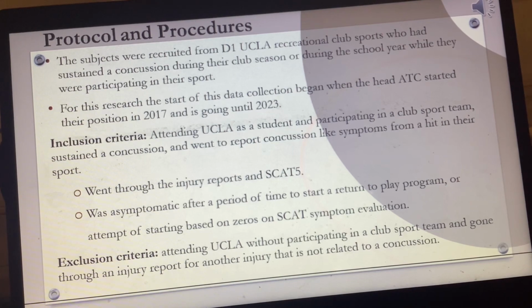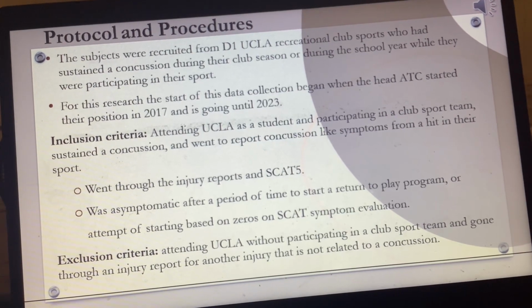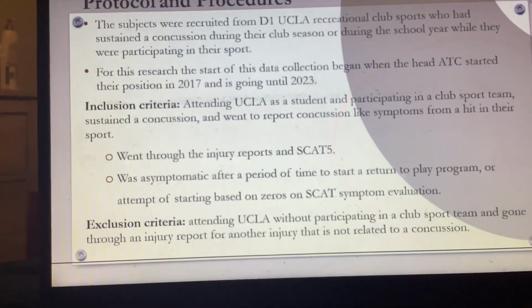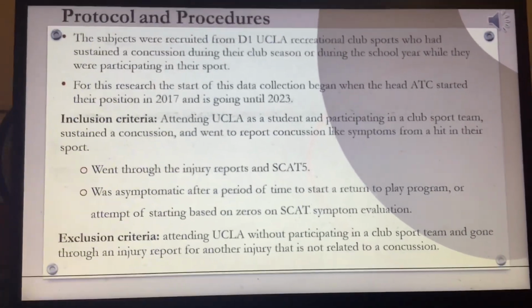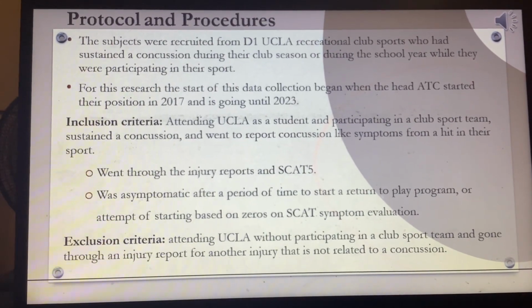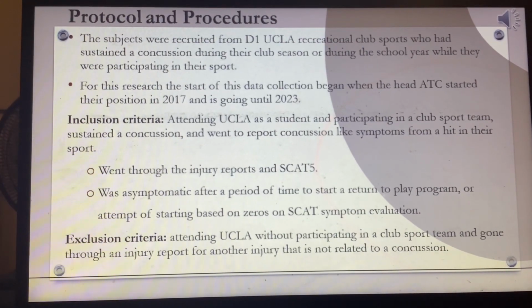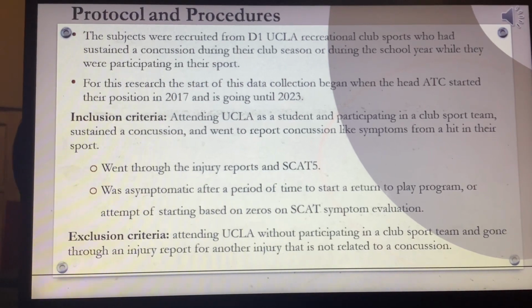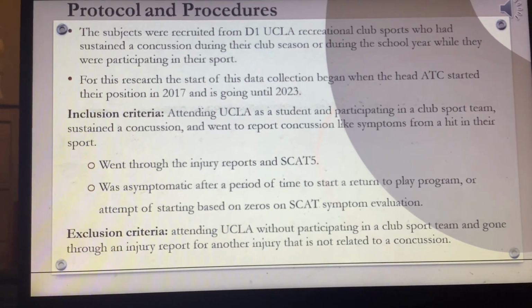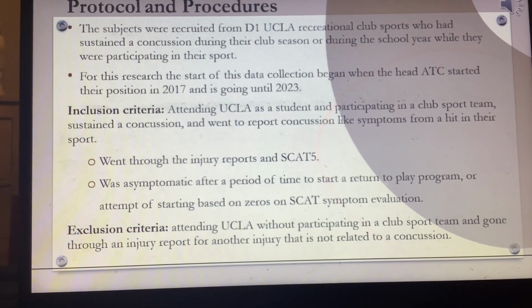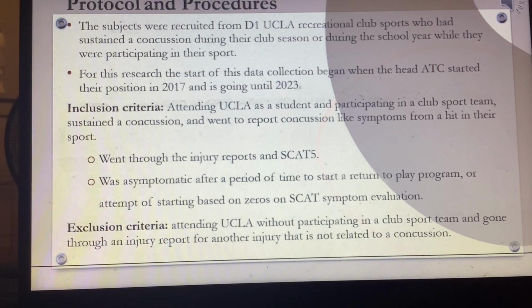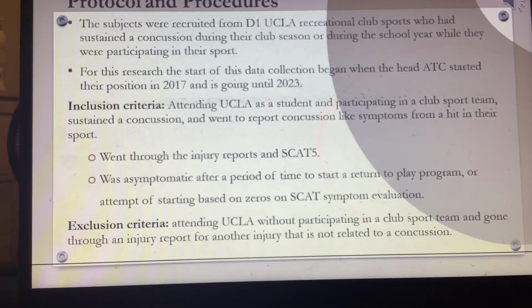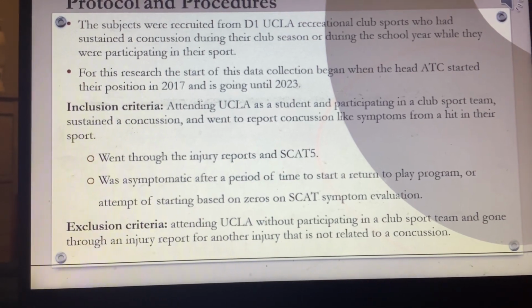Lastly, once they were asymptomatic, after a period of time, they needed to start a return-to-play program, or an attempt at starting a return-to-play program, based on zeros on their SCAT symptom evaluation sheet. The exclusion criteria were that they were attending UCLA without participating in a club sport team, or they went through an injury report for another injury that is not related to concussion-like symptoms.